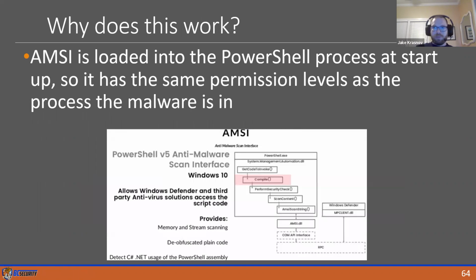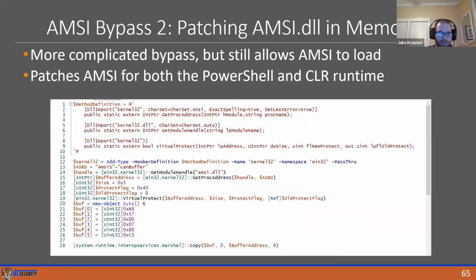Yeah, so this works because the AMSI DLL is loaded into the PowerShell process at startup. It has the same permission levels as the process the malware is in, or our implant, if you want to use that wording instead of malware. Basically, anytime you load the DLL into memory and attach it to the process, it's loaded at the same permission level as the process itself. So we can reflectively modify our process at will because that's kind of how permission levels work. So it never actually performs the security check because it thinks that it doesn't have an interface to call to.